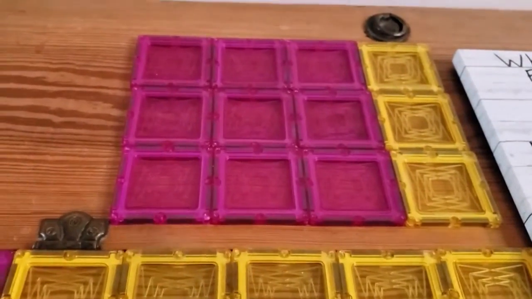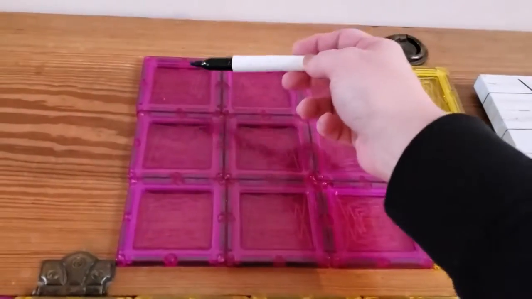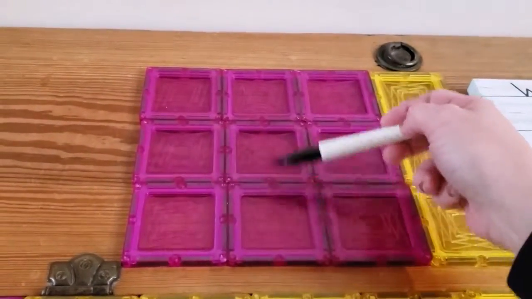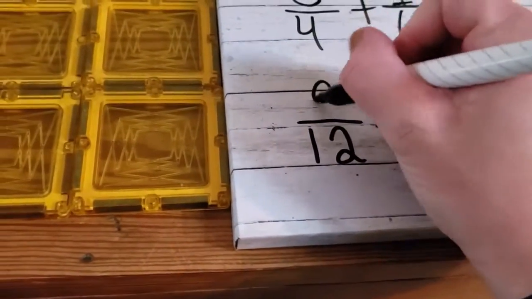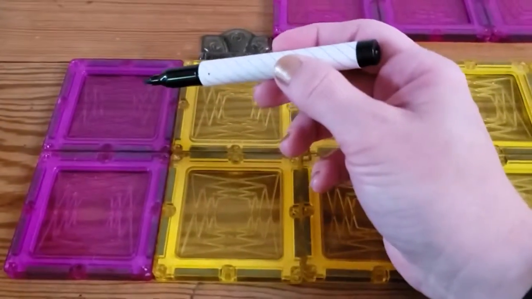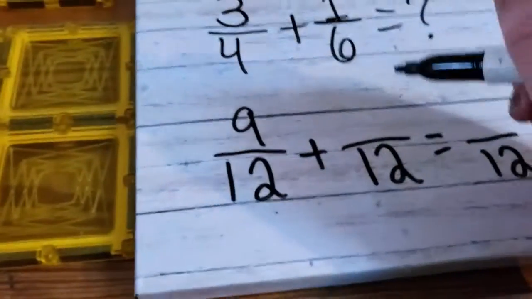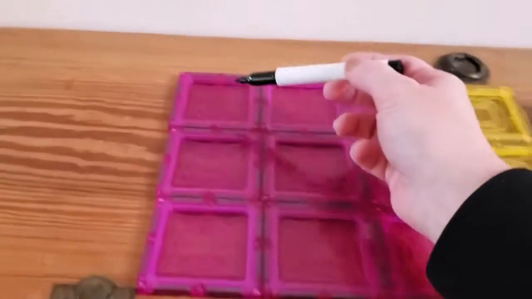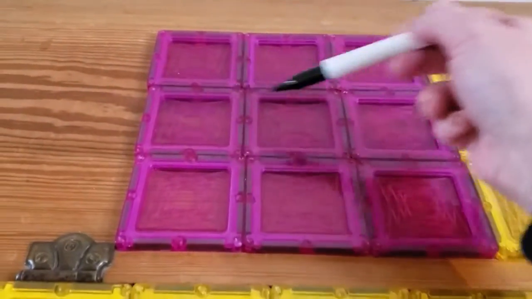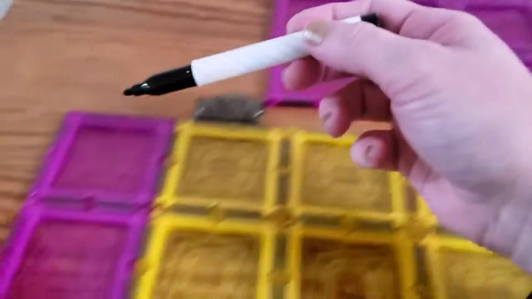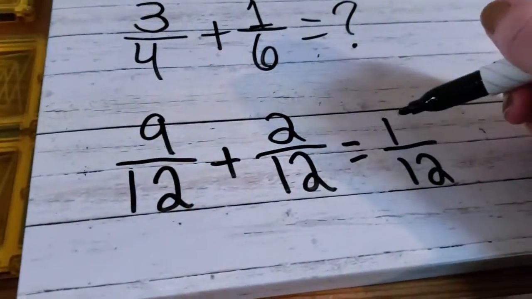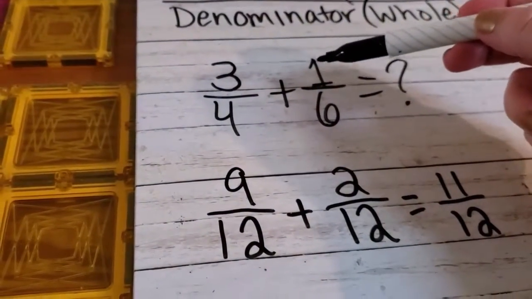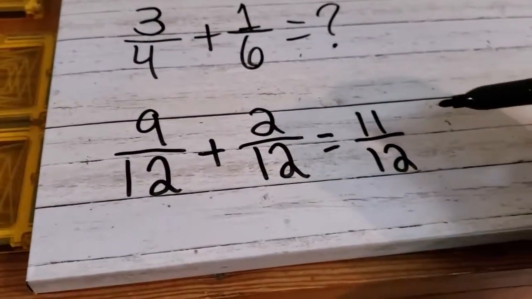Let's see how many parts we have out of 12 for our top fraction, 3/4. 1, 2, 3, 4, 5, 6, 7, 8, 9. Now let's do the same thing for our 1/6, or 2 out of 12. 2 12ths. If we add all the parts together, 1, 2, 3, 4, 5, 6, 7, 8, 9, 10, 11, we see that 3/4 plus 1/6 equals 11 12ths.